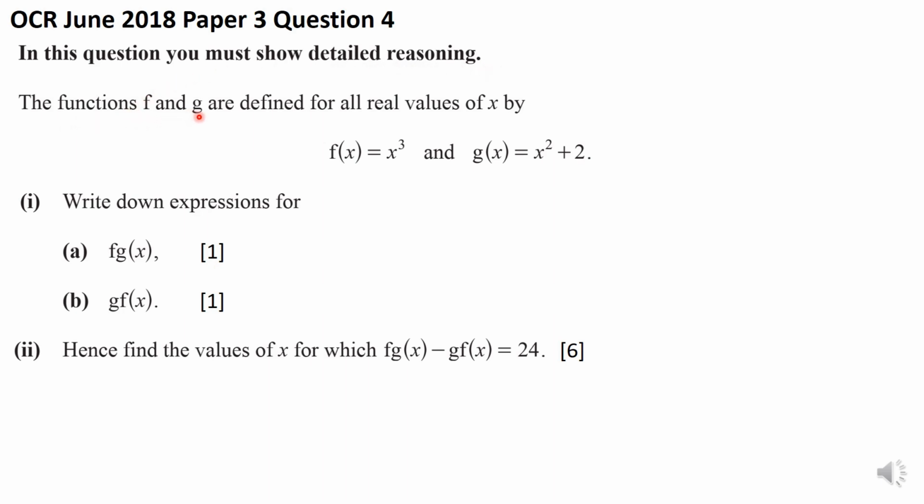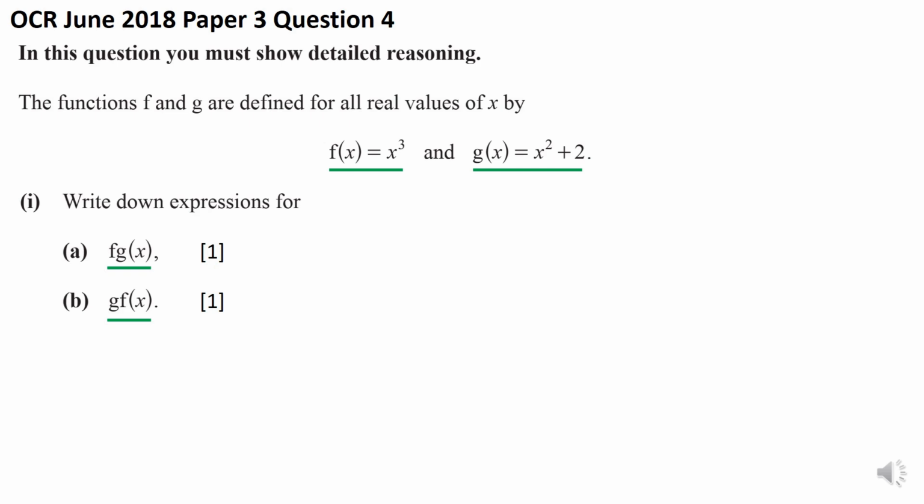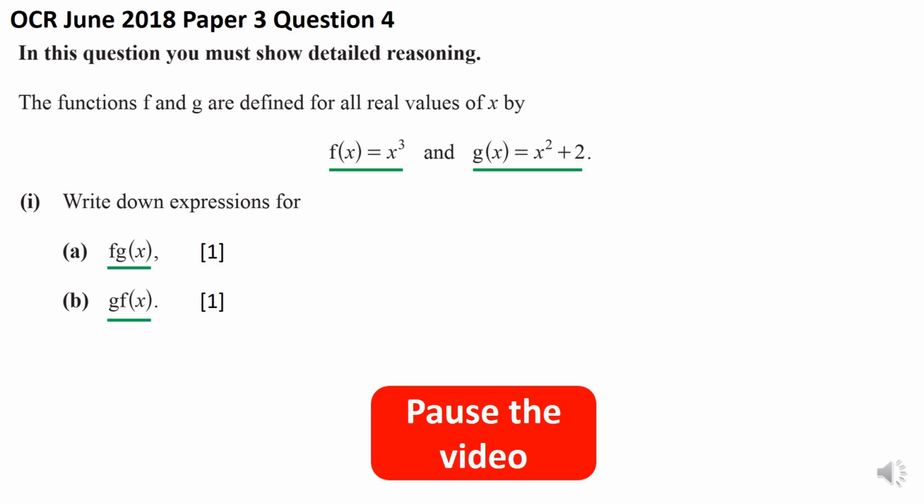Functions f and g are defined for all real values of x by f of x equals x cubed and g of x equals x squared plus 2. Part 1 says write down expressions for f of g of x and g of f of x. We will do part 1 first, so pause the video, have a go, and then I will go over it.